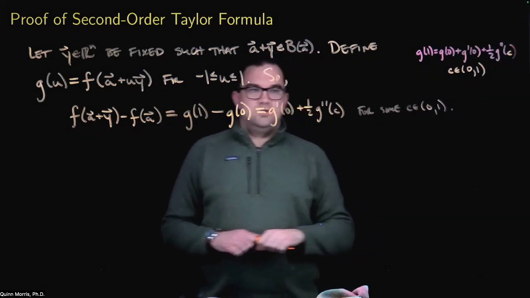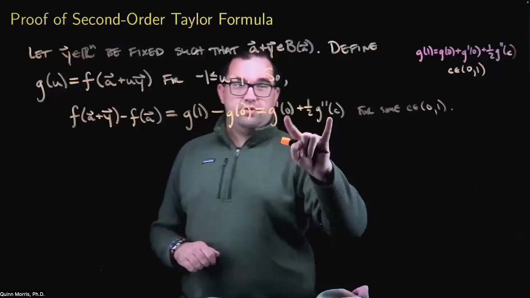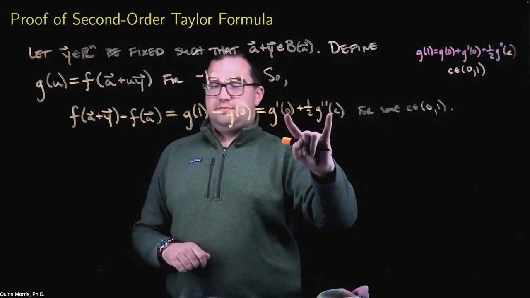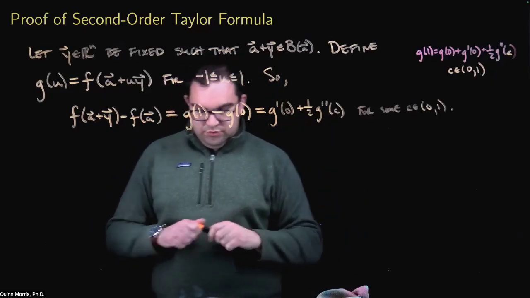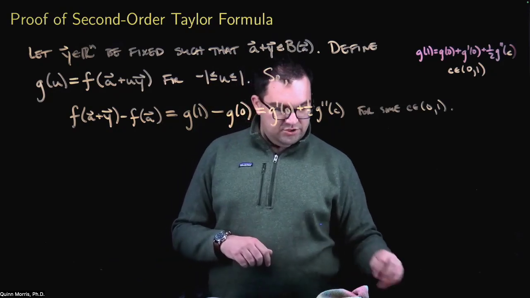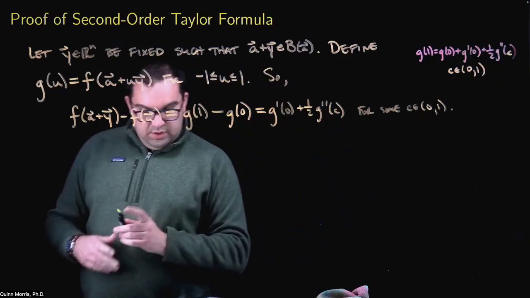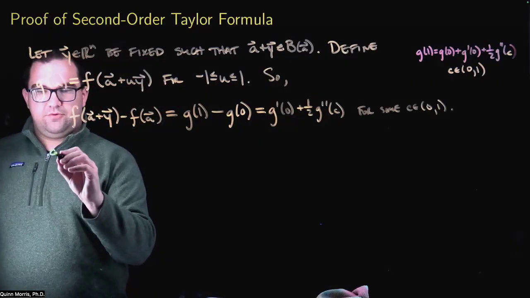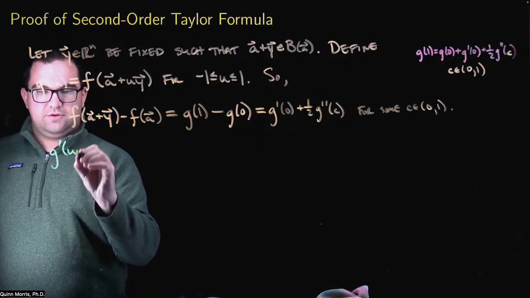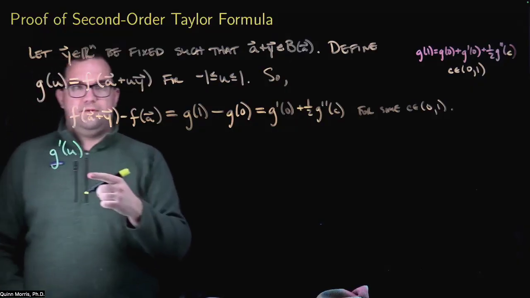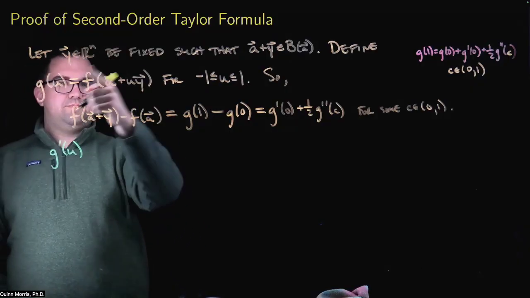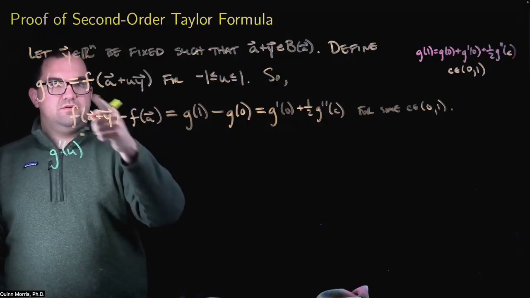Okay. So now I need to understand what on earth these values are. So let's do a little computation here. Let's first try to take a derivative of g with respect to u. That's the only variable there. So that's going to be the derivative with respect to u of this function f.